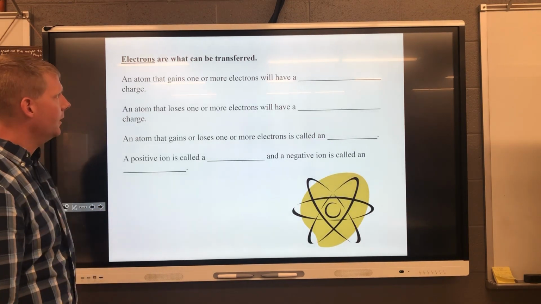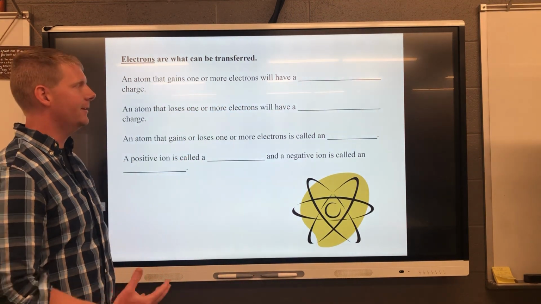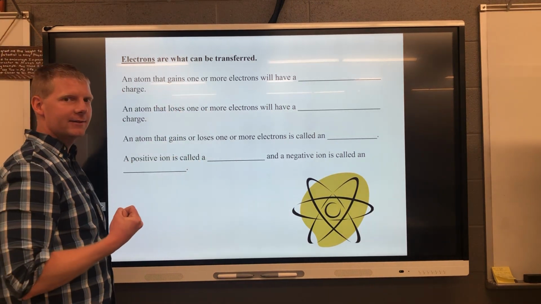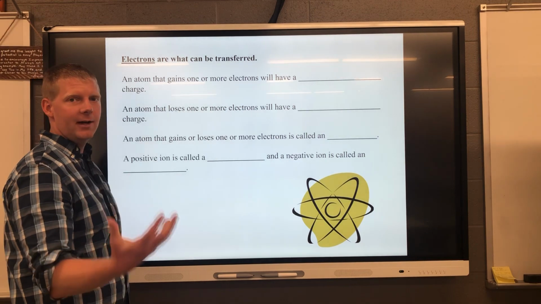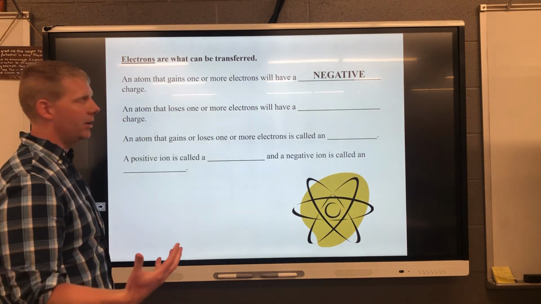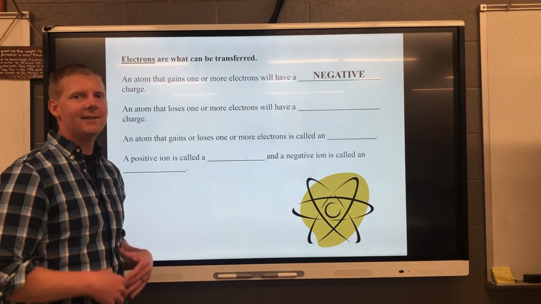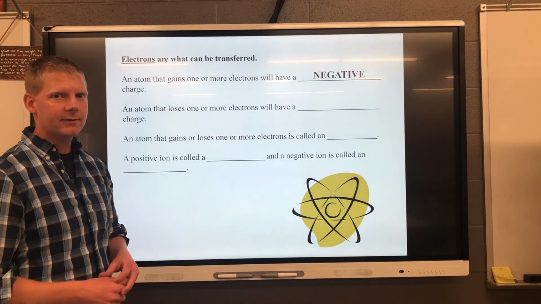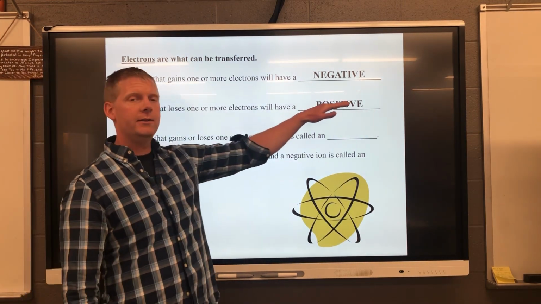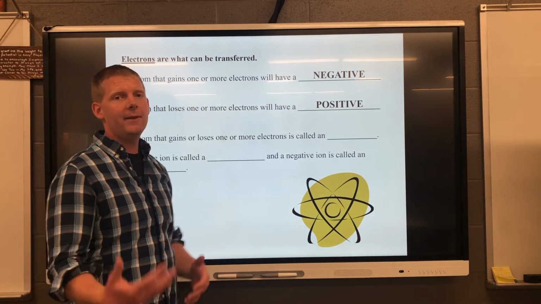So there's practice there. A couple things. An atom that gains 1 or more electrons will have what type of charge? Again, if it takes in more electrons, we know electrons are negative, so if we take in more electrons, it's going to have a negative charge. An atom that loses 1 or more electrons. If I get rid of electrons, now I have more protons than electrons, so I'm going to have a positive charge. These positive charges are going to be your metals on the left side of the periodic table. And the negative, those are going to be the non-metals.